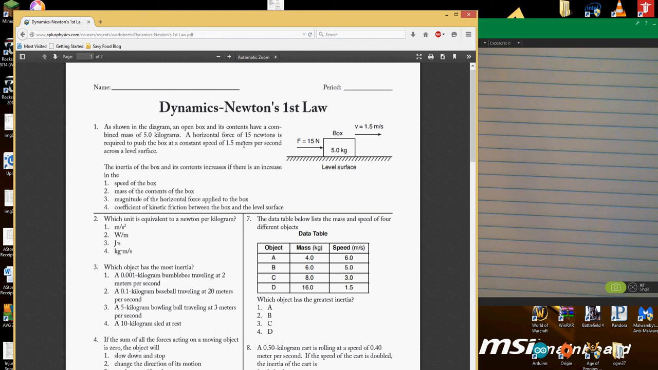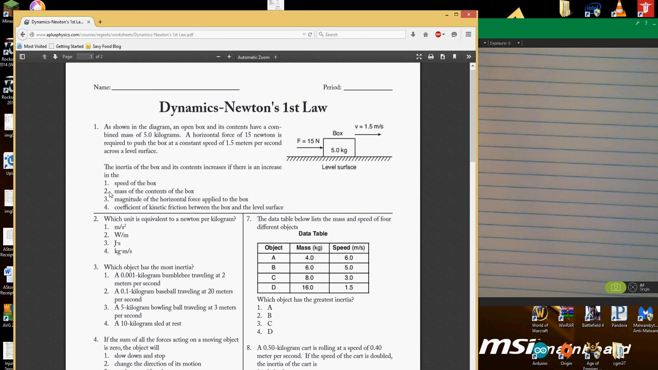The inertia of the box and its contents increases if there is an increase in what? The only way to measure inertia is based on the mass, which means that the only way you can change this is for number 2, the mass of the contents of the box is increased. So the only way to measure inertia is based on mass.